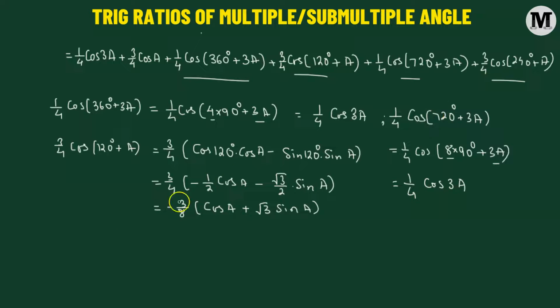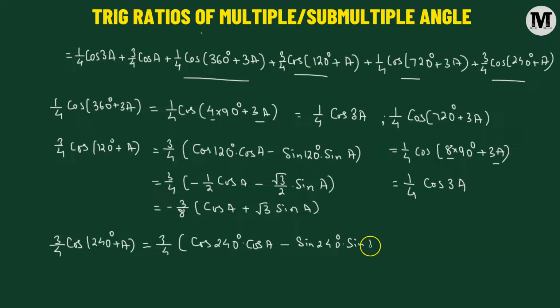And then coming to the last term, we have 3/4 of cosine of 240 degrees added to a. So this will be equal to 3/4 of, we'll expand it to get cosine 240 degrees times cosine of angle a minus sine 240 degrees times sine of angle a. Fine. So this will be equal to minus 3/8 multiplied to cosine of angle a minus square root of 3 times sine of angle a.